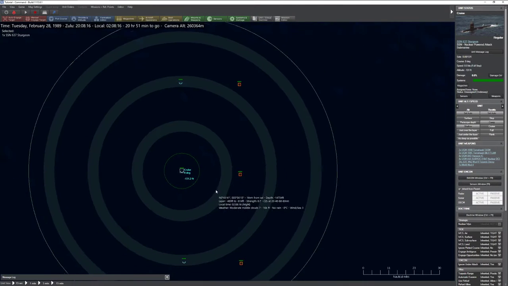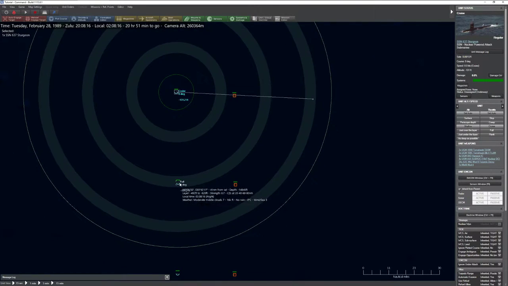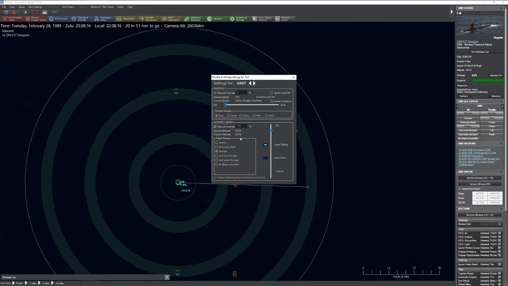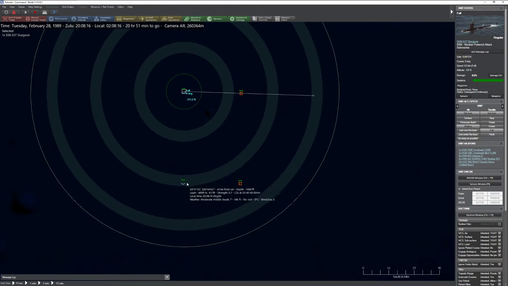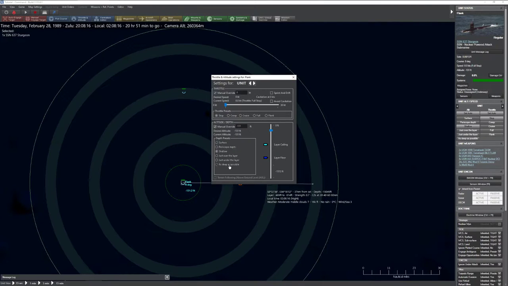I'm going to take this one, set it to cruise speed and set a depth of shallow. I'm going to set this submarine, click right here, set this one to full speed at shallow, and then last but not least, we're going to set this one to flank speed at shallow. Watch this.